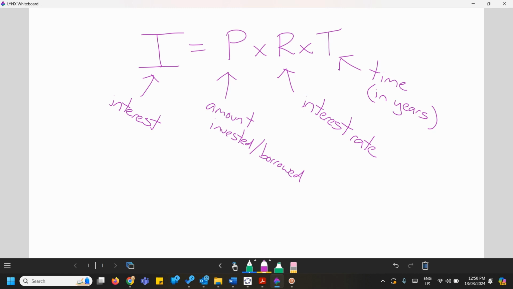So examples coming up. Interest equals the amount of money you start with, times the interest rate converted to a decimal first, then times the amount of time that it's invested for, or how much time it takes you to pay it back. So let's move on to some examples.